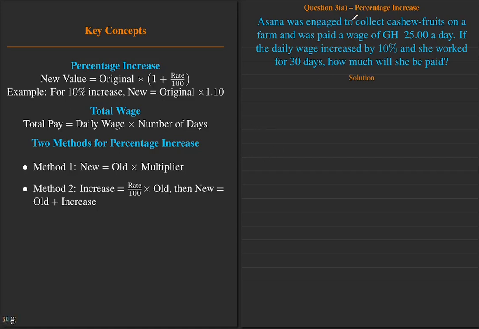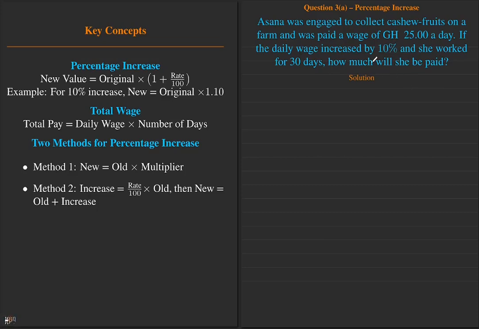So for question 3A, it says, Asana was engaged to collect cashew fruits on a farm. She was paid a wage of 25 cedis a day. If the daily wage increased by 10% and she worked for 30 days, how much will she be paid?